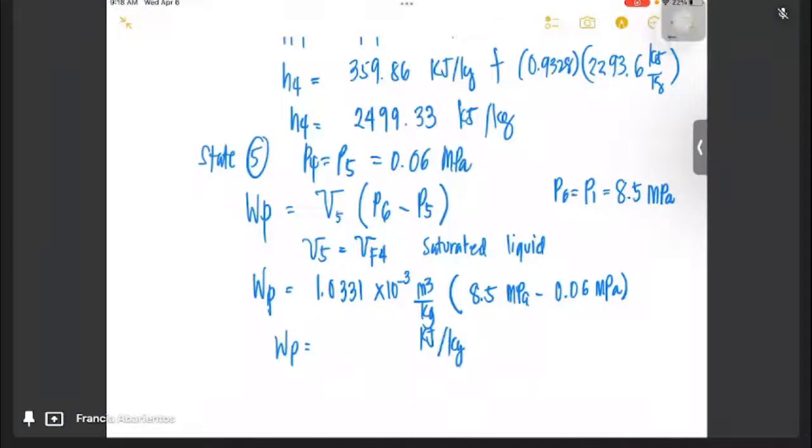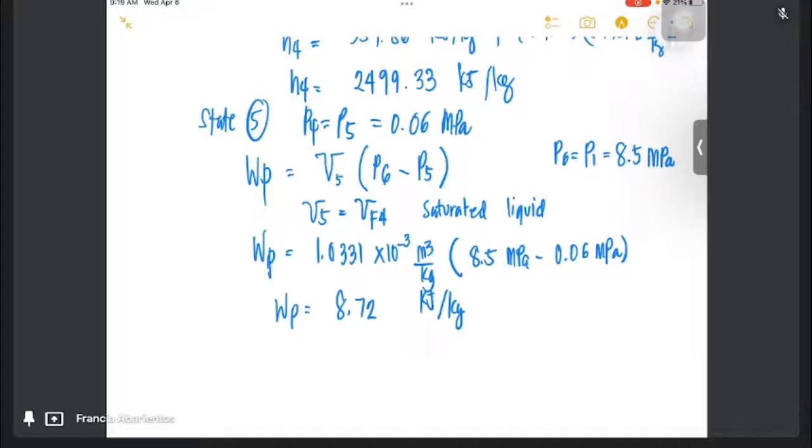Where's the calculator? Wala, saan ko nilagay? 8.72. Yung iba? Yung siya, masolve mo na ako. 8.5. So this is now 8.72 kilojoule per kilogram. So yung hanapin natin.